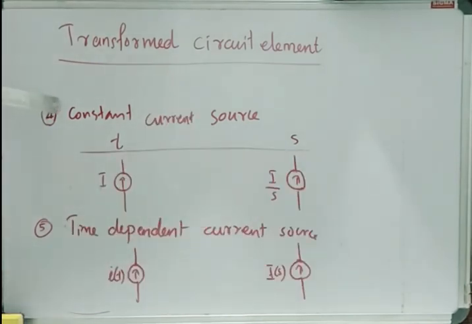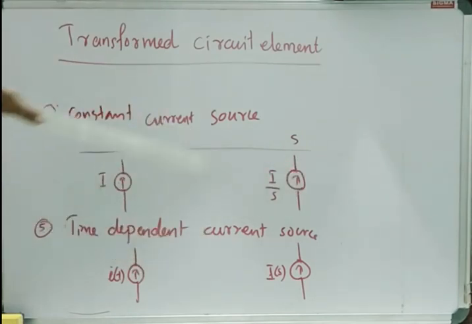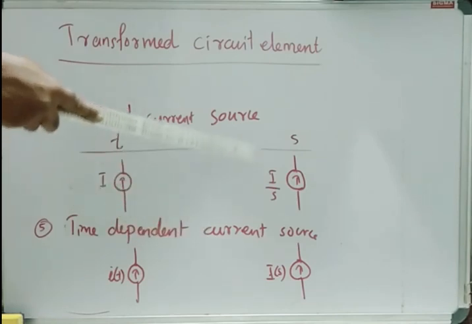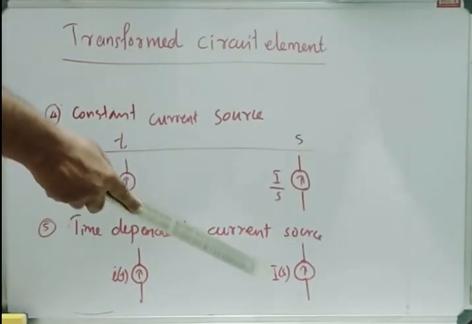Similarly, when we are considering a constant current source, if the time domain equivalent circuit is like this, where I is the constant current, say 10 ampere, the corresponding equivalent circuit is like this with value I by s, that is 10 by s. If the current source is time dependent like this, the transformed equivalent circuit is like this, having value capital I of s.